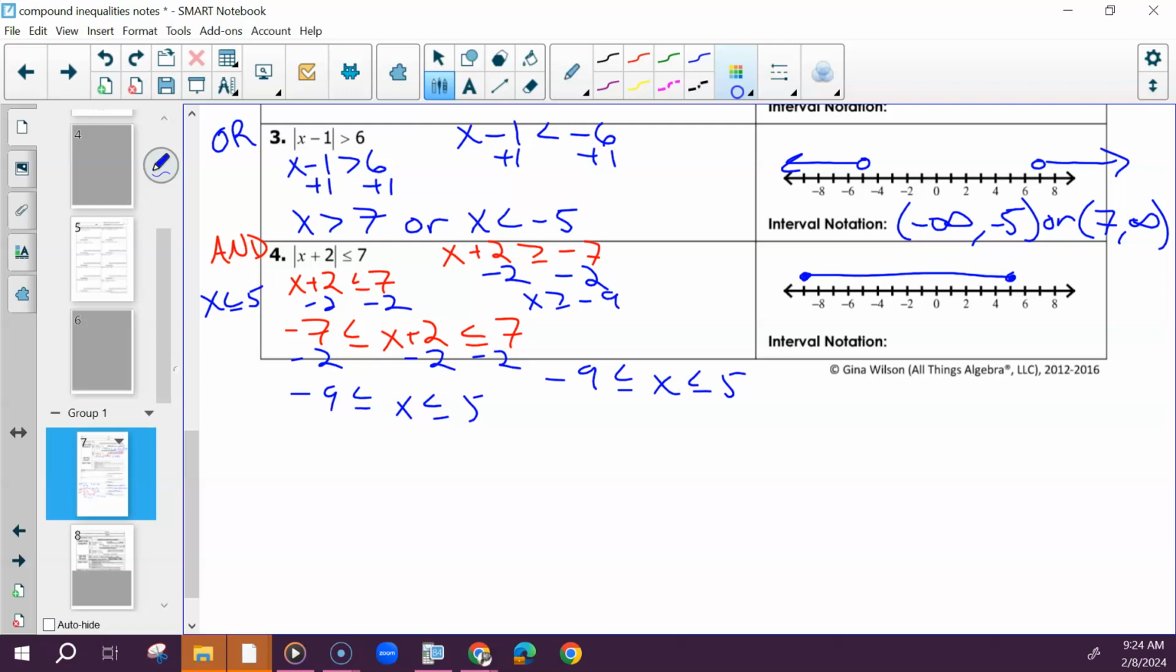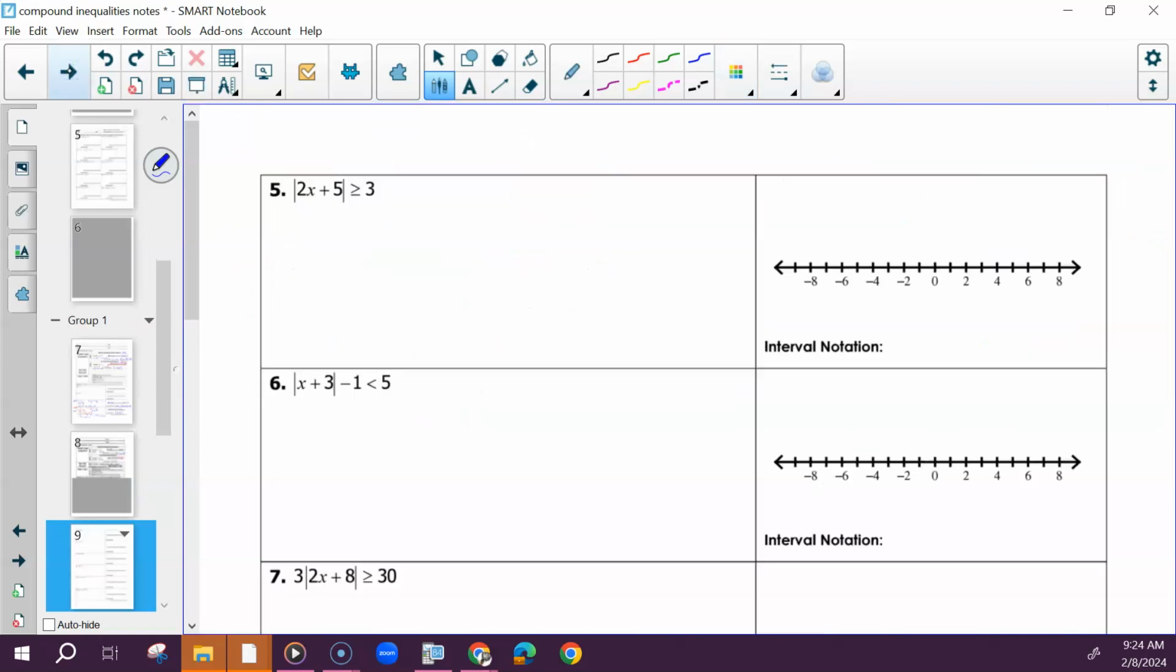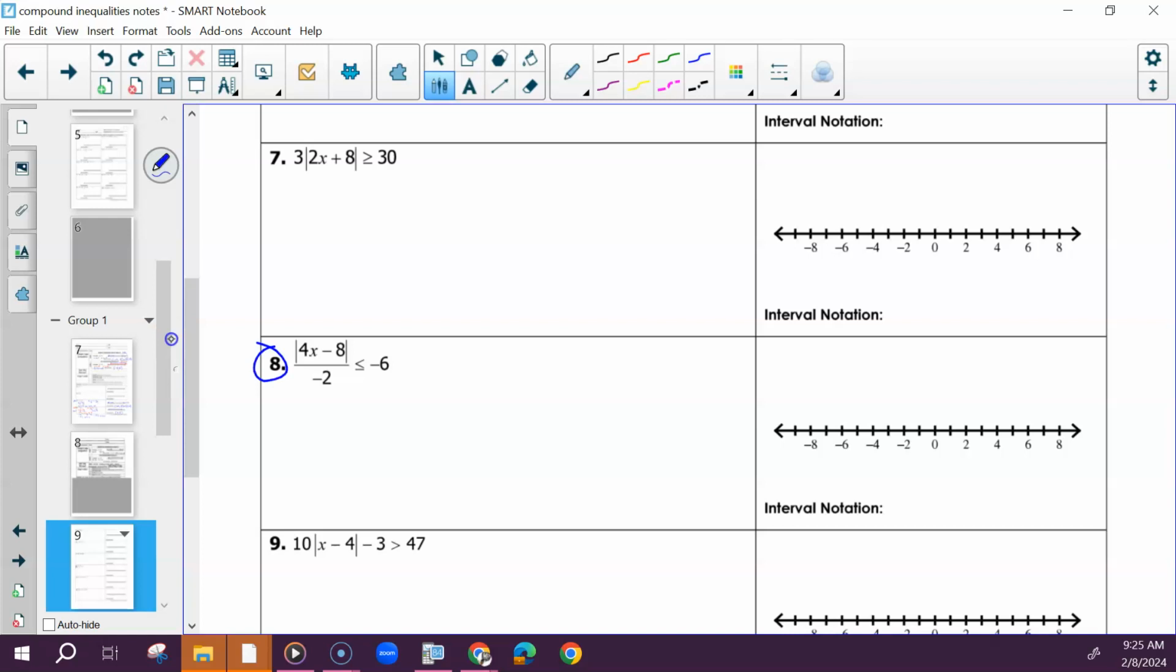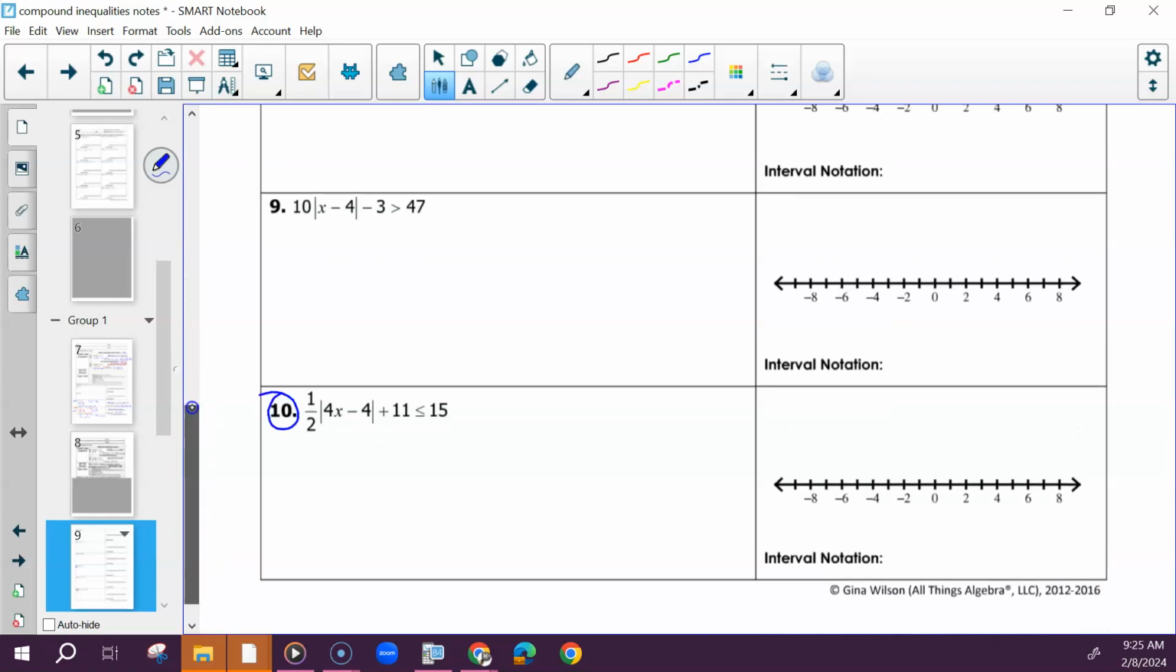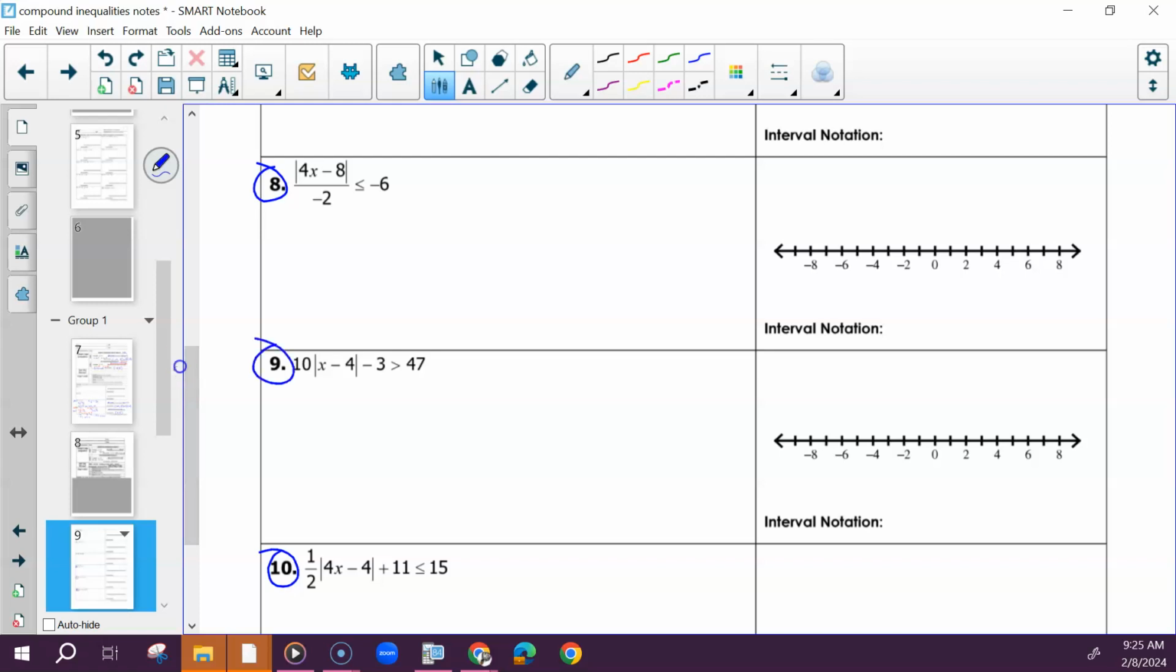How would we write that in interval notation? Brackets, -9, 5 bracket. Questions on that problem? Look at the back. Find any questions you guys want to see me go over or have something about. 8. Any others? 10. And I think that's good enough.